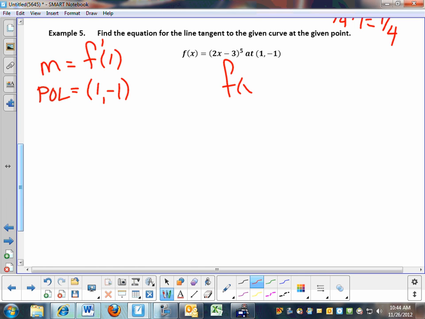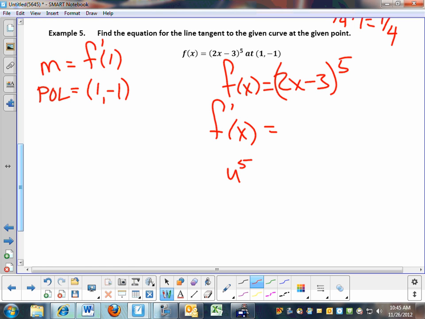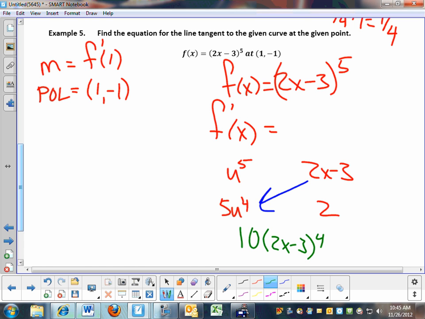Chain rule. So if f of x is equal to 2x minus 3 to the 5th power, and you want to find the derivative of that, you use the chain rule. I find the outside, which is u to the 5th, the inside, which is 2x minus 3. The derivative of u to the 5th is 5u to the 4th. Derivative of 2x minus 3 is 2. I take my u and plug it back in, multiply these together, I get 10 times 2x minus 3 to the 4th power.